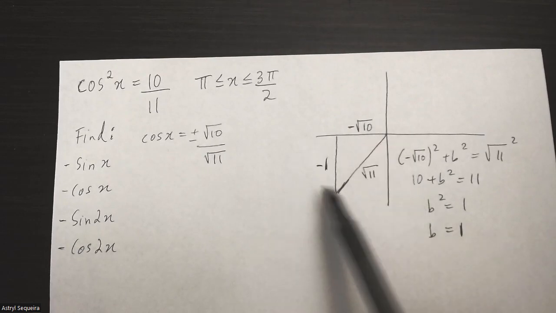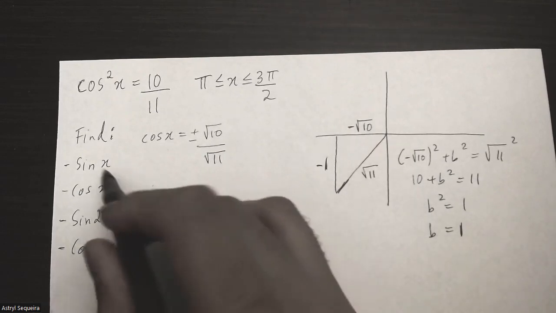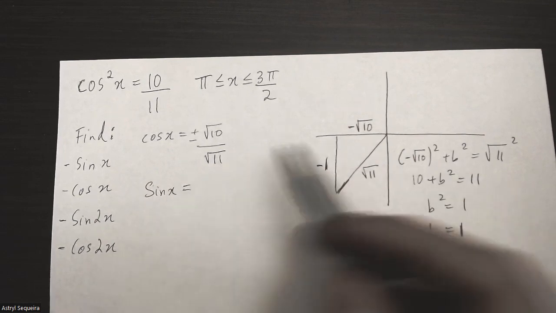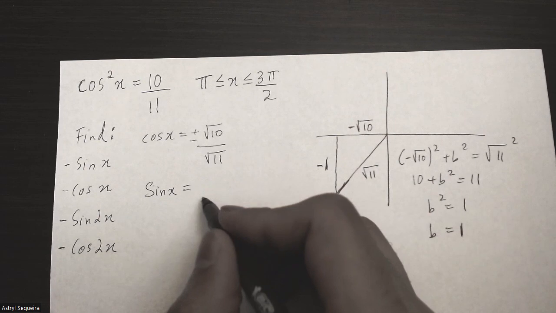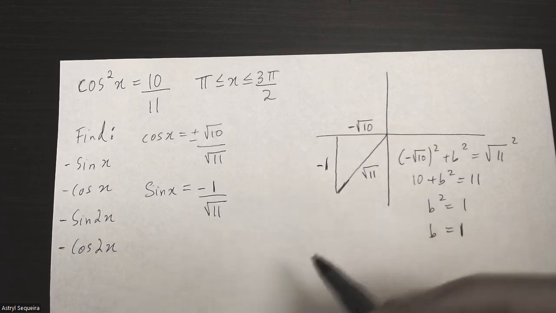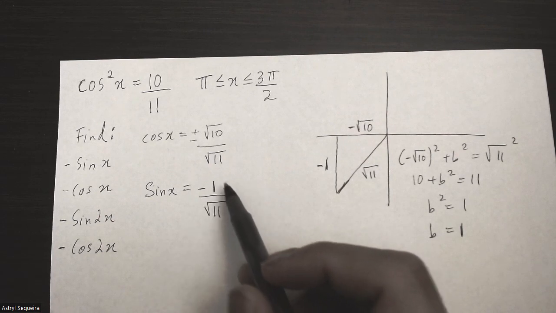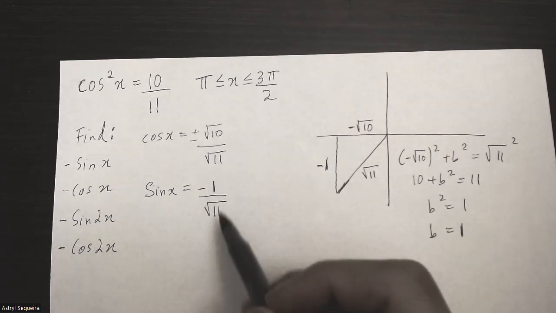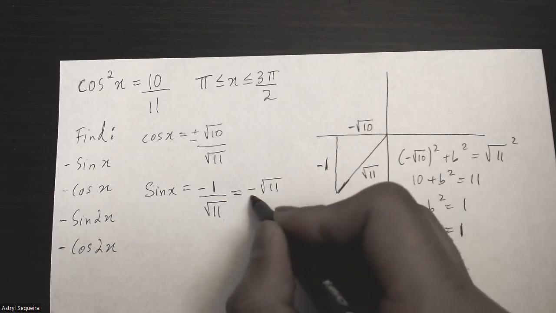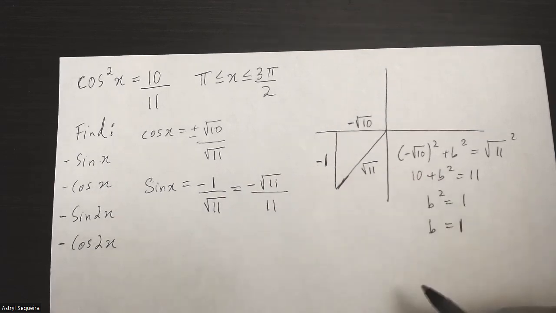So now looking at this triangle here, I can find the first question, which is sine x. Sine is just opposite over hypotenuse, which is negative 1 over root 11. And if I rationalize this, I'm going to multiply the top and bottom by root 11, which just gives me negative root 11 over 11.